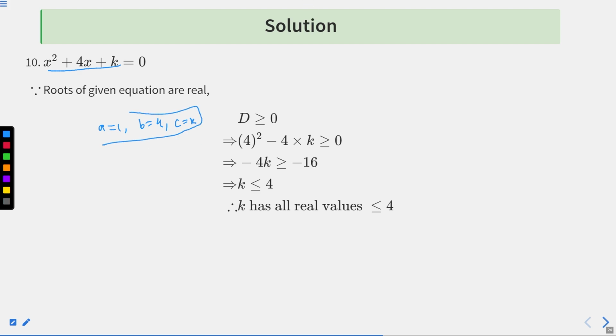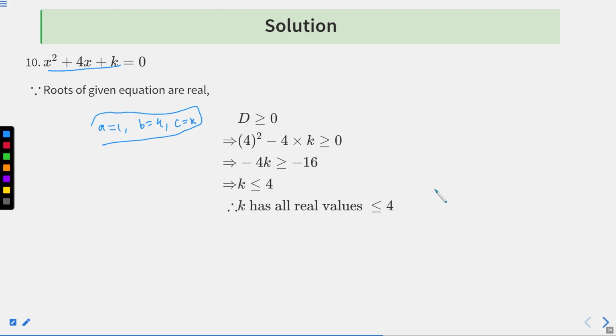And we know the discriminant for a quadratic equation ax square plus bx plus c is equal to 0 is b square minus 4ac. Here we get the values of a, b and c.